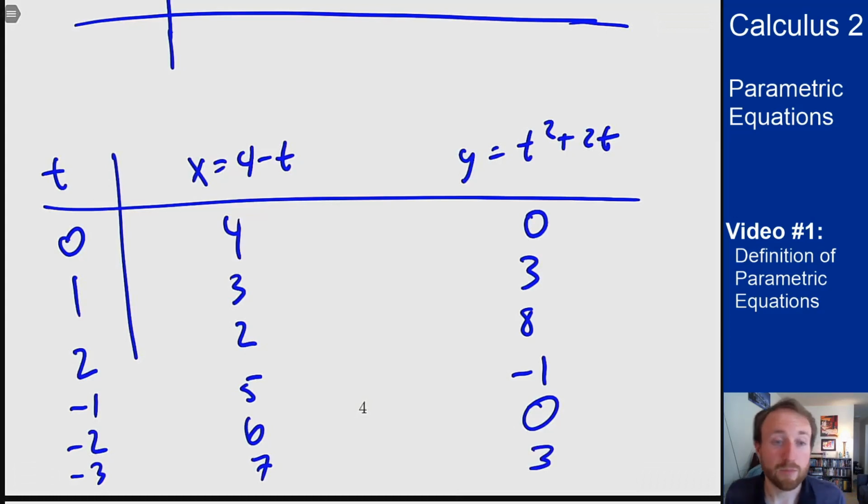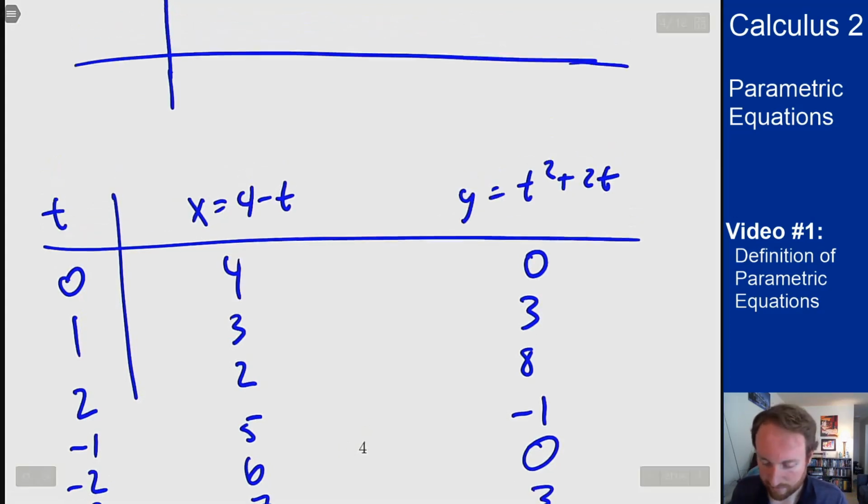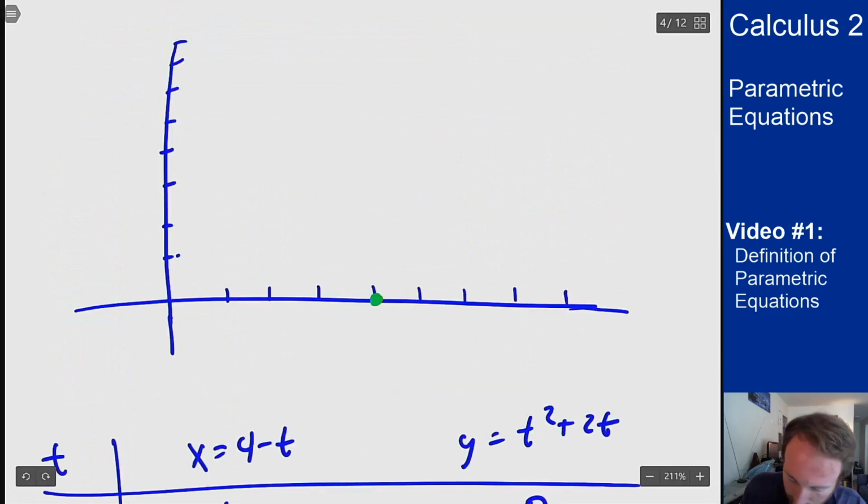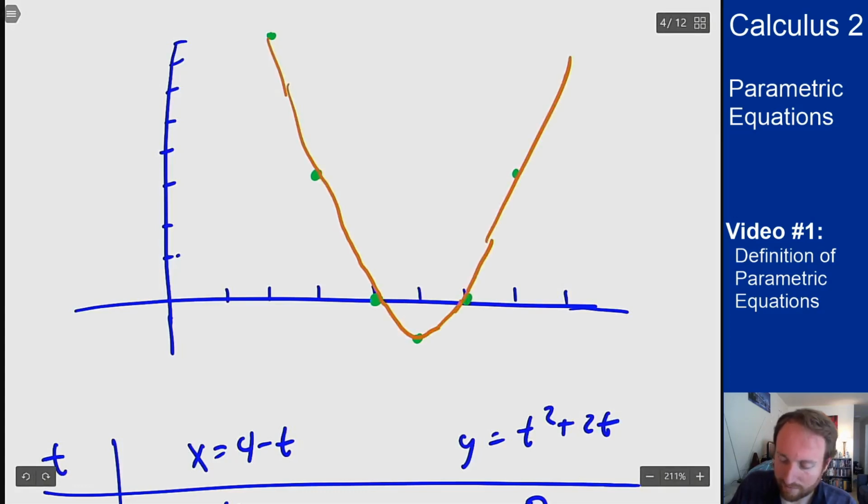Now we can start plotting these points to see what we get. So I know the point 4, 0 is on my graph. So 4, 0 is here. 3, 3, which is here. 2, 8, and then 5, minus 1, 6, 0, and 7, 3 again. And if you trace out this line, you'll see it looks like it should probably be a parabola. It's going to come down like this, have a minimum there, and go back up this way.